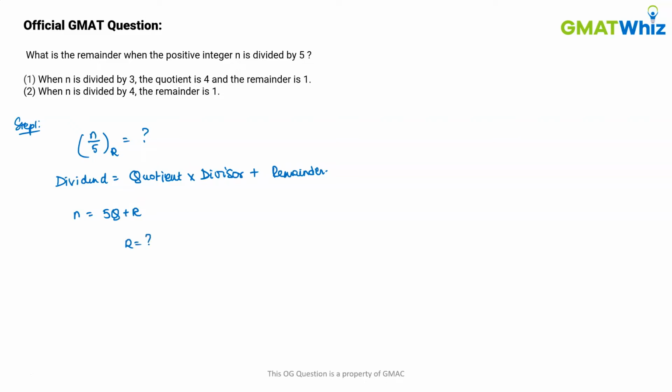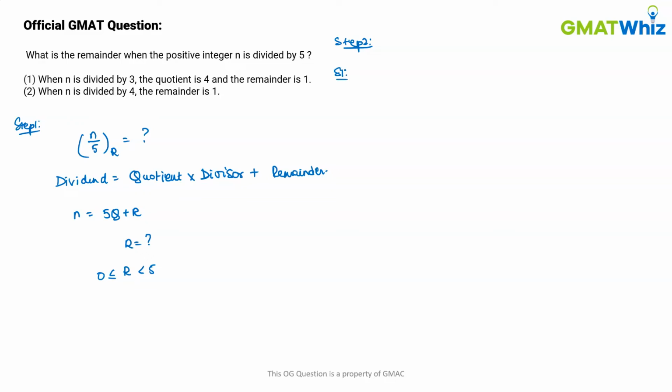And another important piece of information that you can also write down here is that the value of r should be less than 5 but greater than or equal to 0. Okay, so now let's move on to step 2. In step 2, let's analyze statement 1 first.